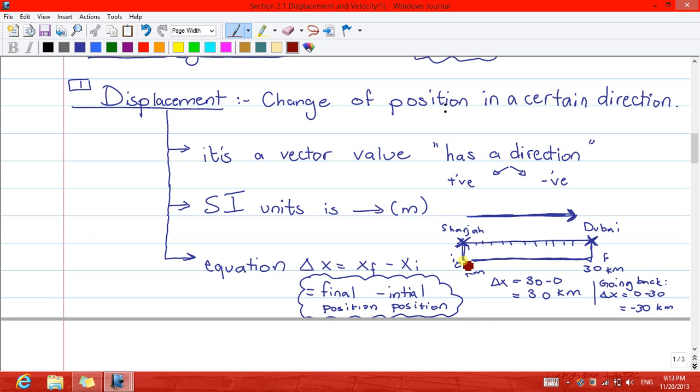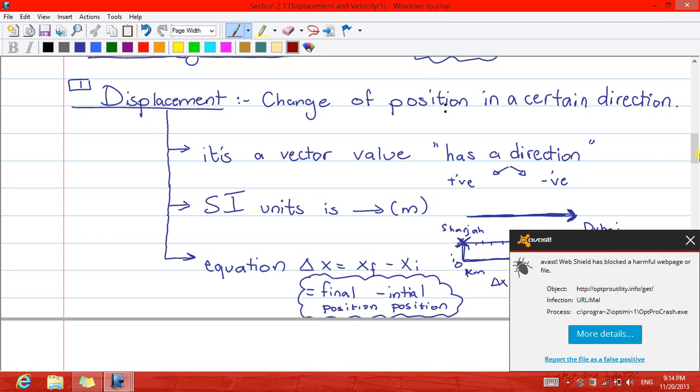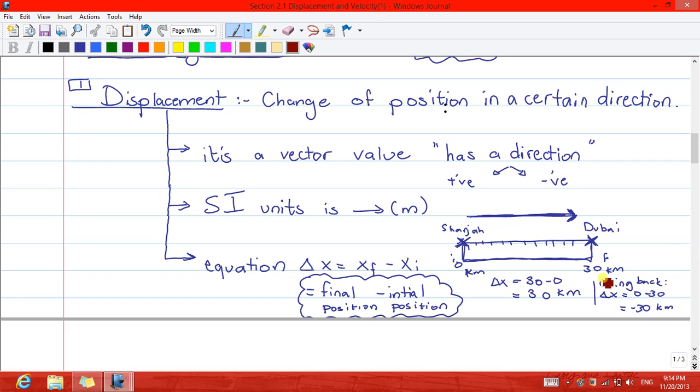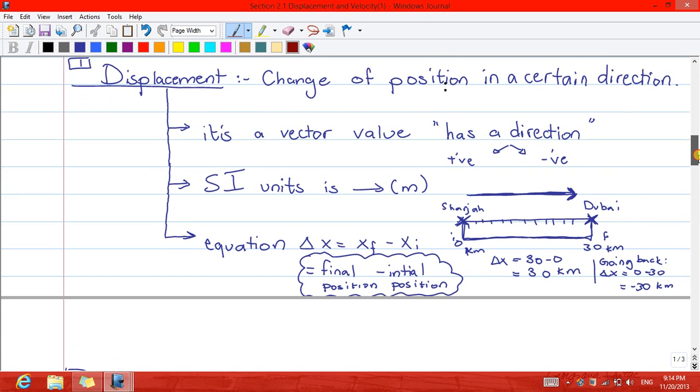Let's say, for example, you're moving from Sharjah to Dubai, and you start from Sharjah at rest, and then go to Dubai at 30 kilometers. So Dubai is your final position, and Sharjah is your initial position. So 30 minus 0, which is 30 kilometers, kilometers only. And if you want to go back, then it's going to be from Dubai to Sharjah. So it's from 30 to 0, in which 0 is the final position. So 0 minus 30, which is minus 30 kilometers.